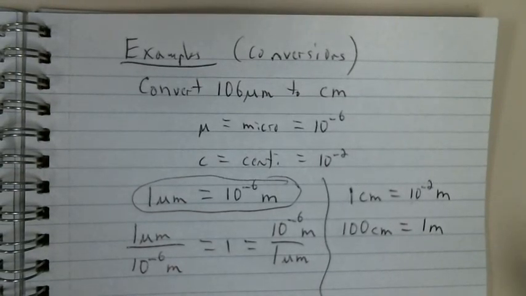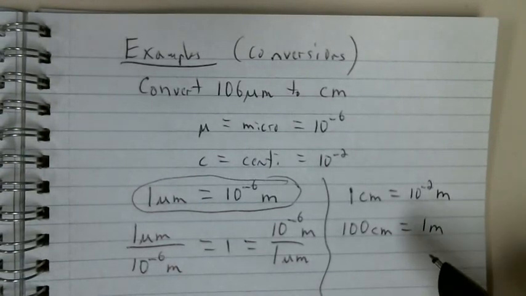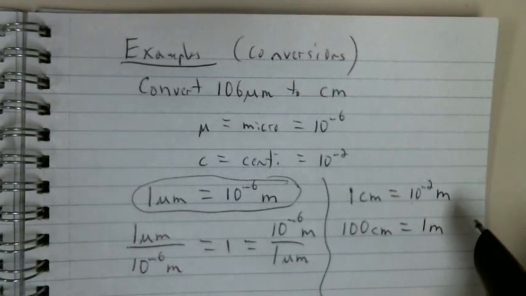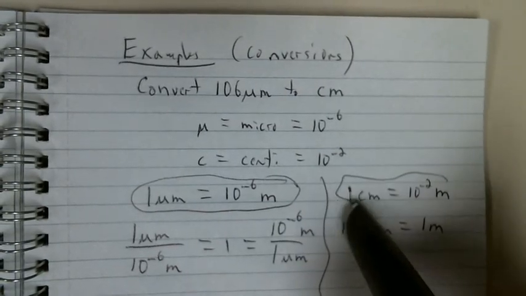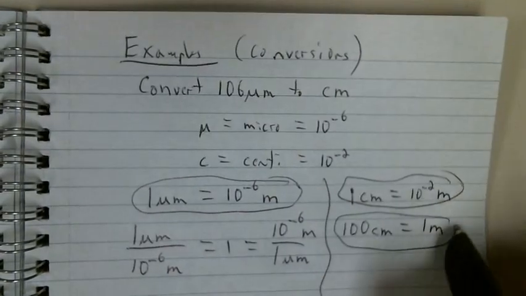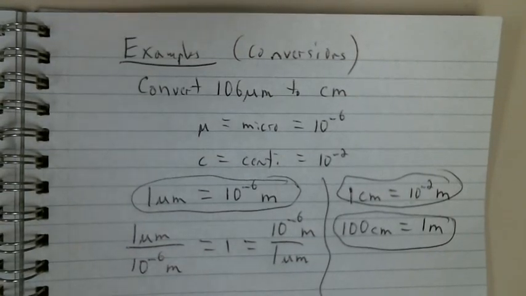Now, both of these things are true. They're equivalent. It's just a matter of what you're more comfortable with. You can use this one or you can use this one because they're the same thing. It's just the way that you remember it. Okay, so those we can use to make our conversion factors.